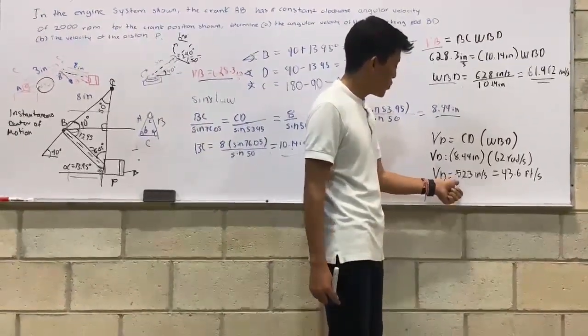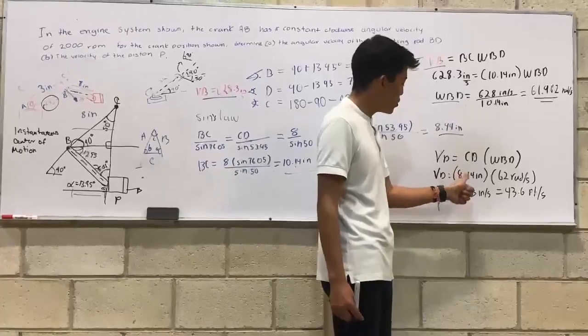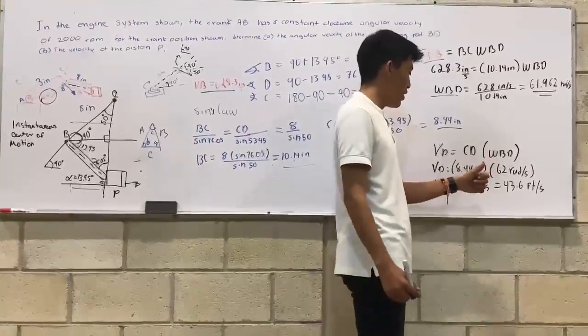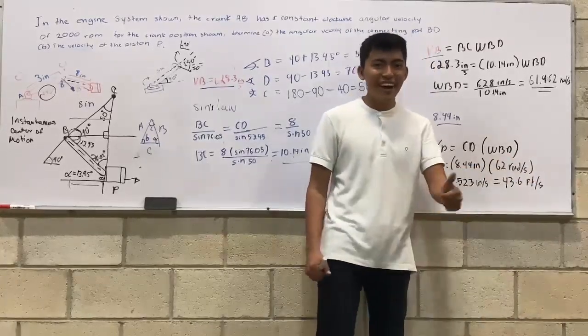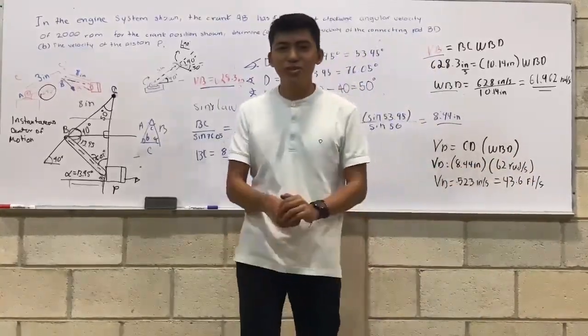And now knowing this, we're going to solve for this, and we're going to get that linear movement is equal to 523 inches per second, and that is equal to 43.6 feet per second. And that's it. This is the last way to solve this problem.